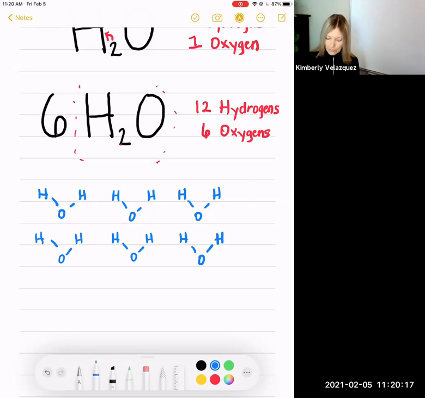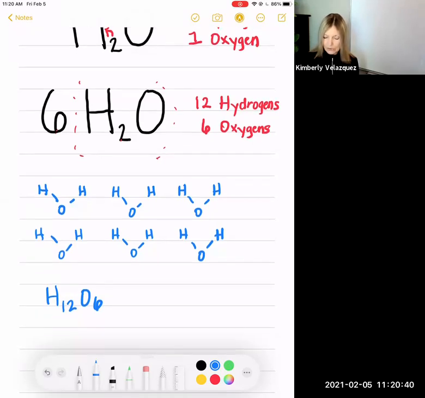So if we had written H12O6, that would be a crazy imaginary molecule that doesn't exist, but that would tell you you have 12 hydrogens bonded to 6 oxygens. This is telling you something different. There are 12 hydrogens total and 6 oxygens total, but they are all separate H2O molecules. If you counted all the hydrogens, you would see there are 12, and all the oxygens, 6.